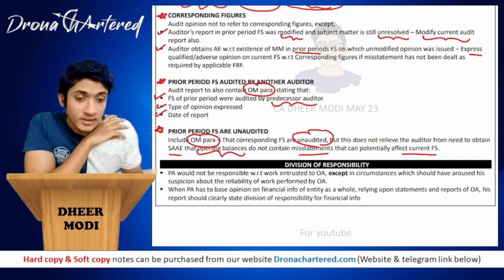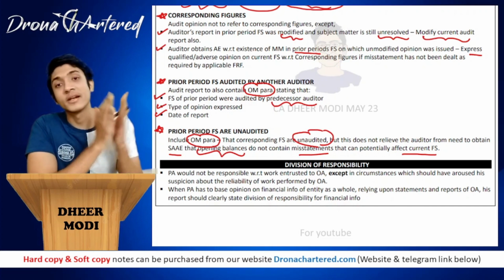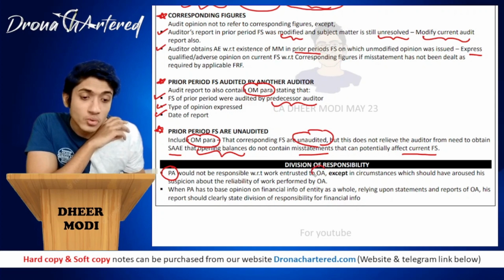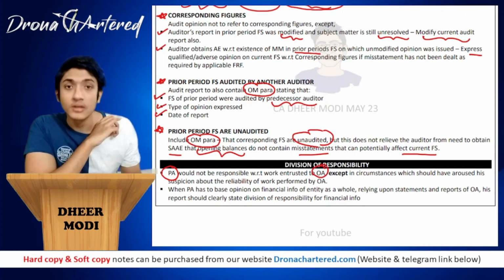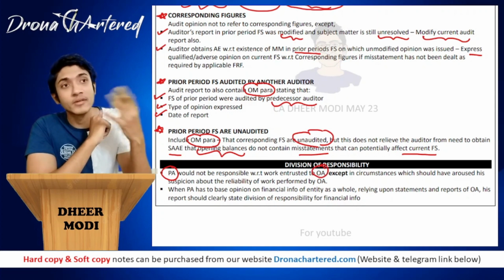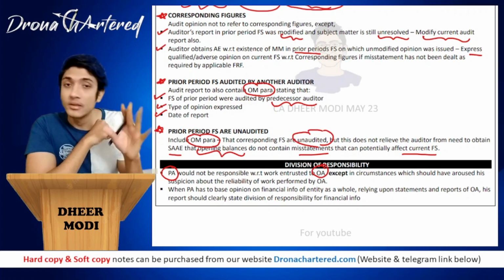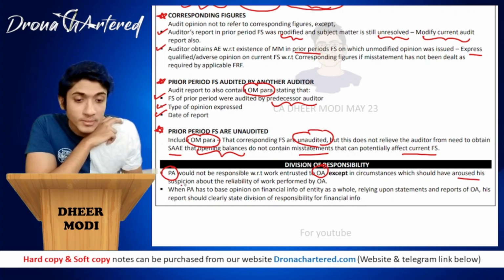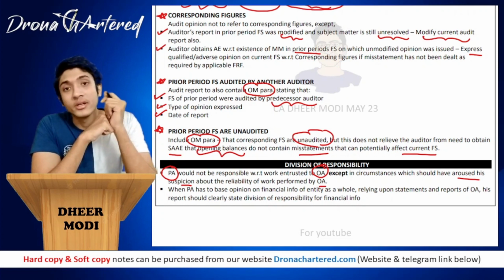Okay, and next is with regards to division of responsibility, that is the last part of our essay. Your principal auditor would not be responsible with respect to work entrusted to any other auditor. So in such a case, if the work has been given to another auditor, he will not be responsible for his work except in circumstances which should have aroused his suspicion about the reliability of work performed by the other auditor.